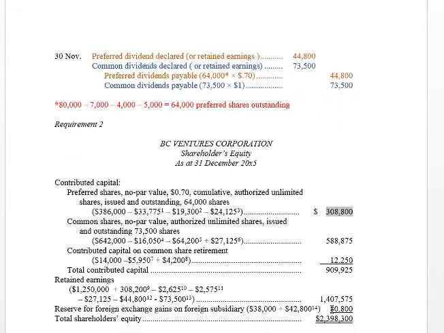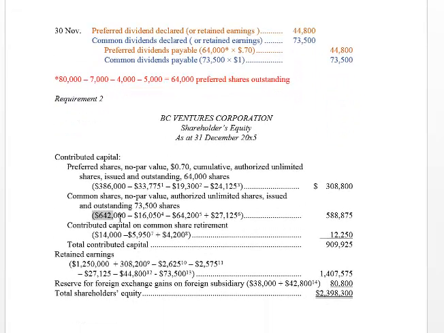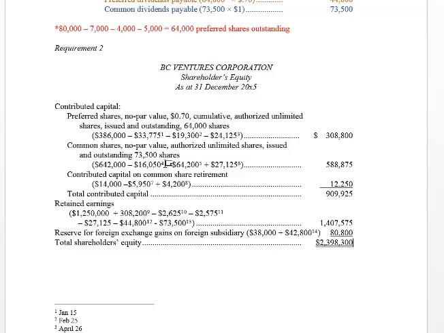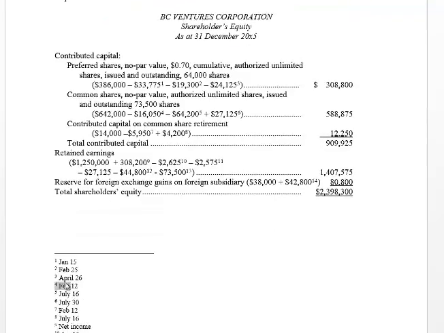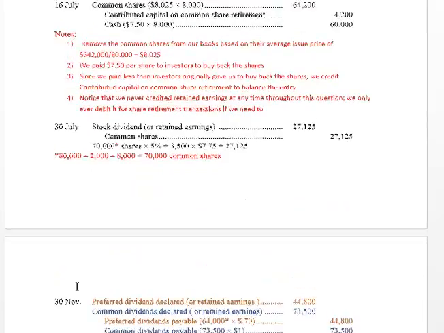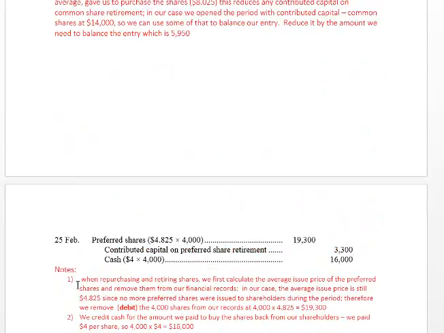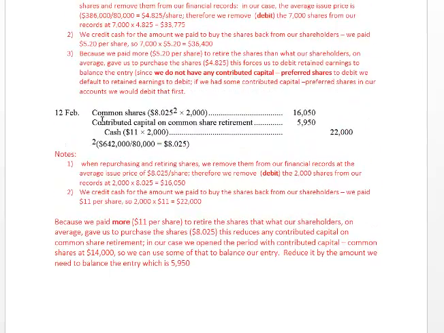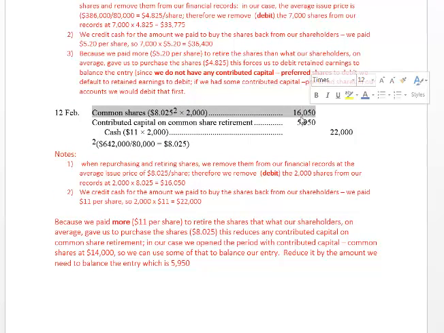For your common shares, same thing. The question told us that your opening balance for common share equity, if you go back to the small equity section, was 642,000. But you will remember, according to this, on February the 12th, let's go back up there, we noticed that we bought back some common shares from our investors and we removed them from our books based on the average issue price of $16,050.